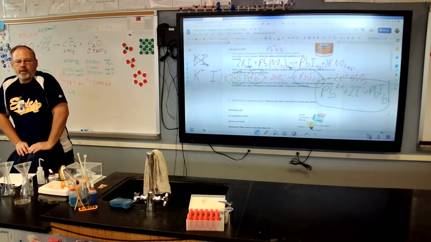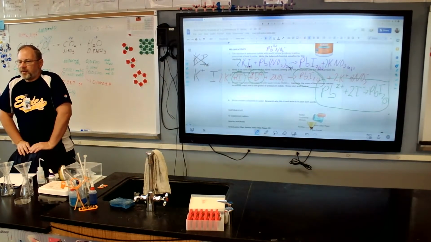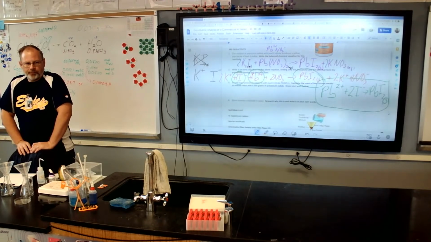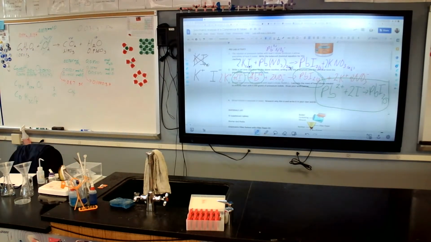All the other ions are called spectator ions, meaning they're there to get the chemical into the liquid. They don't participate in the reaction we care about. So the things that are not in the net ionic equation are called spectator ions.